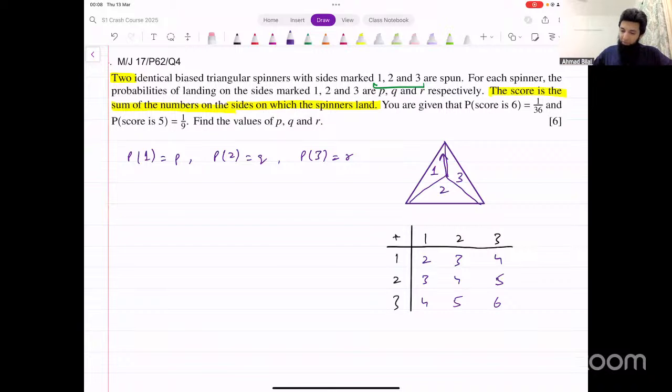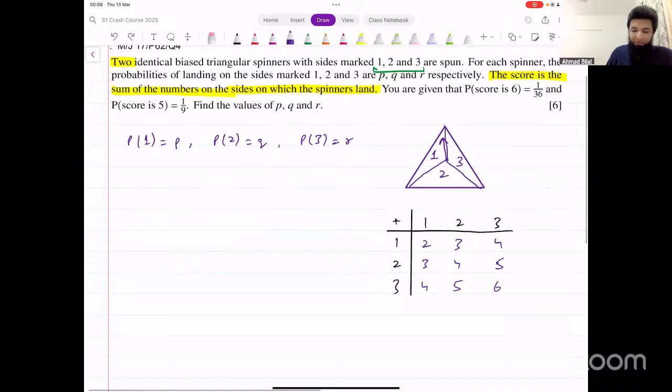Now, the probability of getting a score of 6 is 1 over 36. When can we get a score of 6? Score of 6 is when both the numbers give us 3.